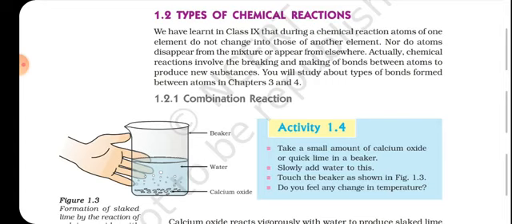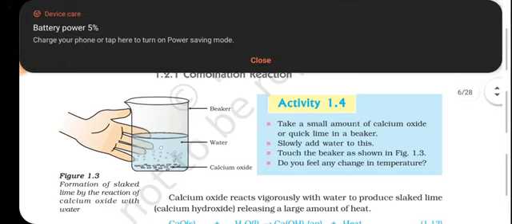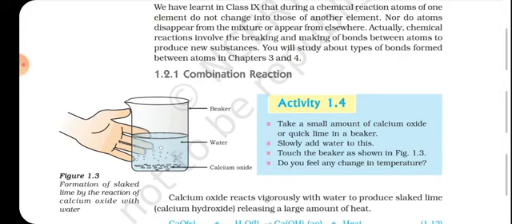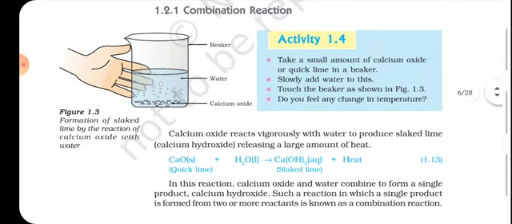We have learned in class 9 that during a chemical reaction, atoms of one element do not change into those of another element, nor do atoms disappear from the mixture or appear from elsewhere. Actually, chemical reactions involve the breaking and making of bonds between atoms to produce new substances. You will study two types of bond formation in these chapters. So let us start with the combination reaction.